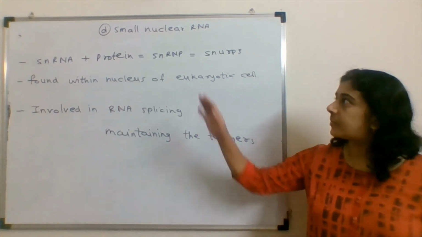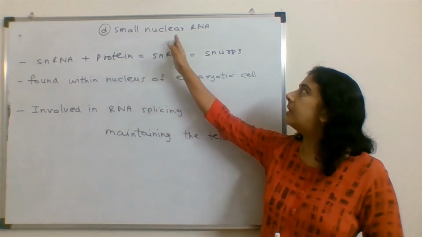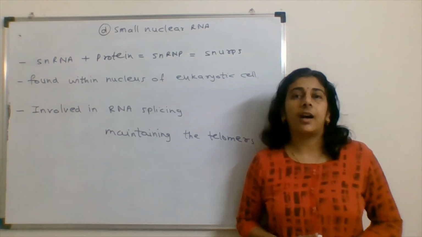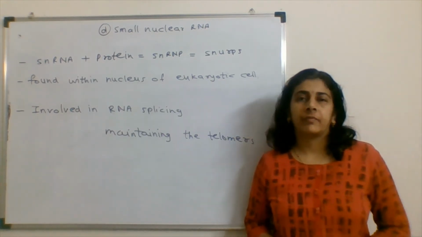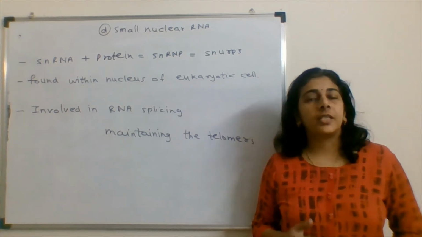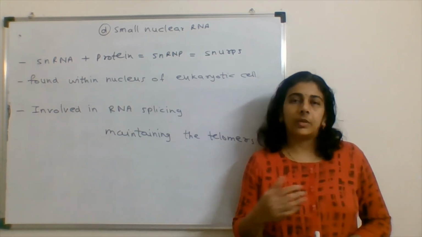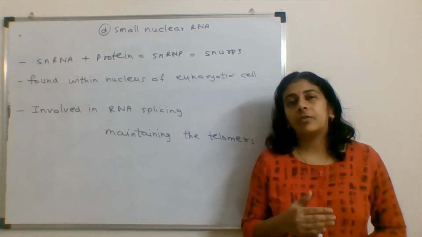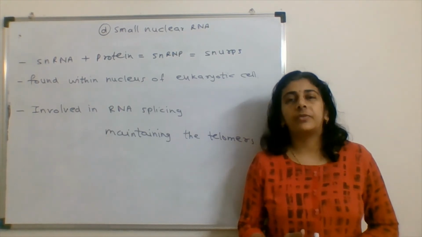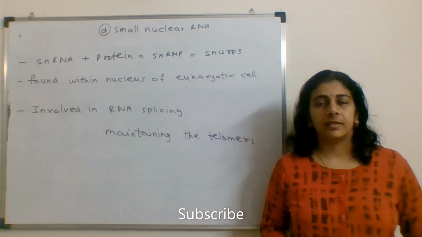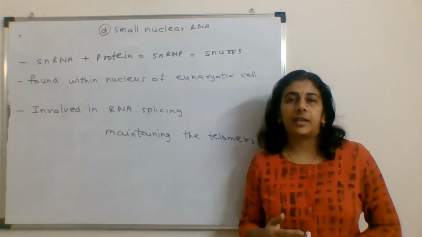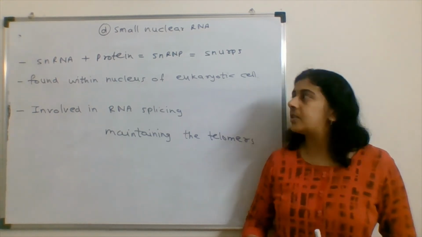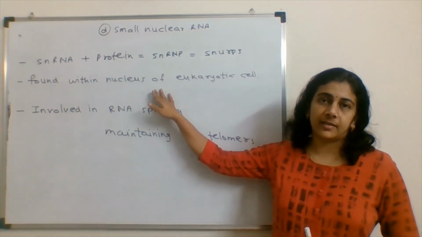Yes, now moving to the last option, option D, that is small nuclear RNA. These are small RNAs which are involved in RNA splicing. In eukaryotic cells, genes are first transcribed into mRNA which has introns as well as exons. Introns are not required for the formation of proteins. So when heterogeneous mRNA is spliced and introns are removed, that function is carried out by these RNAs.